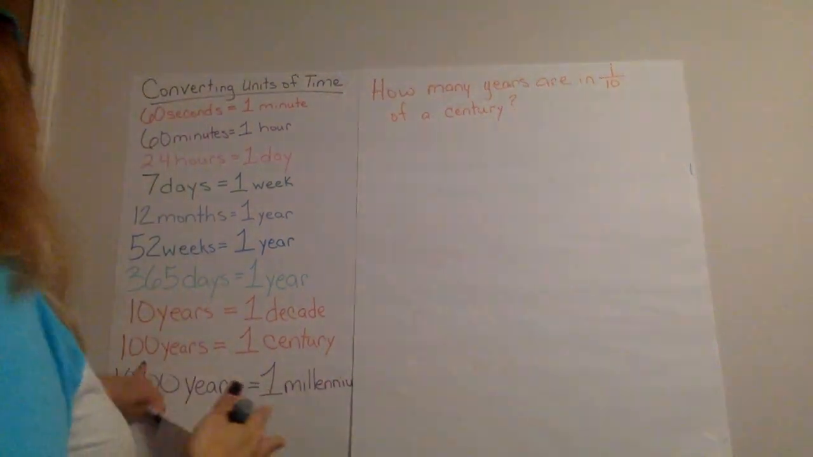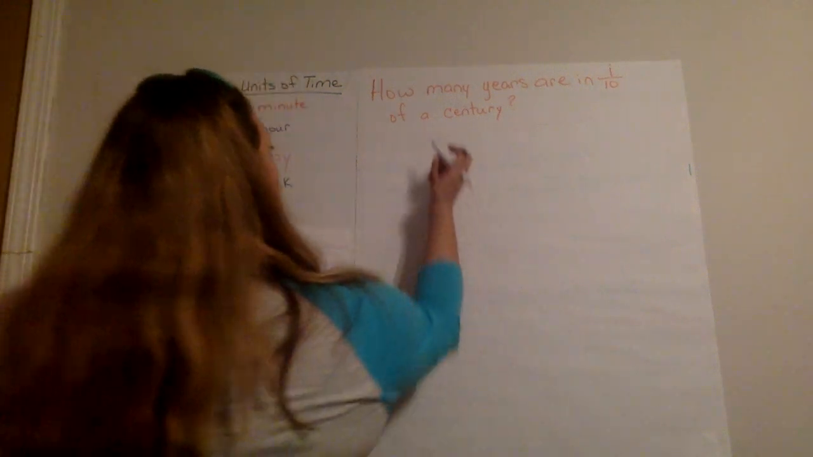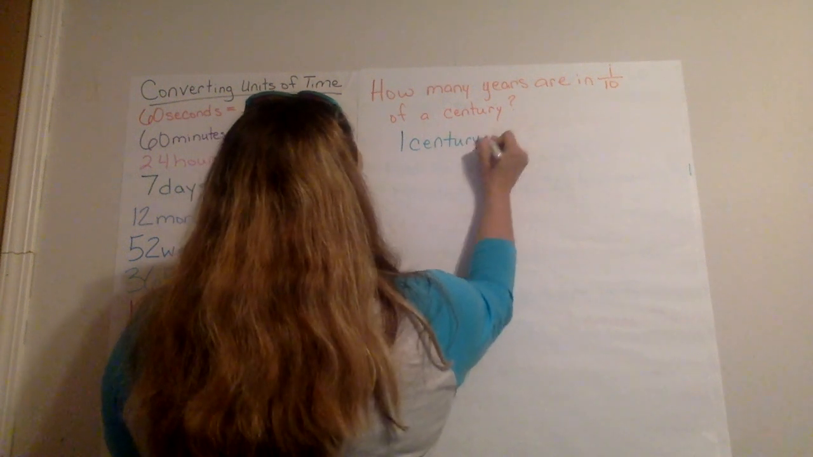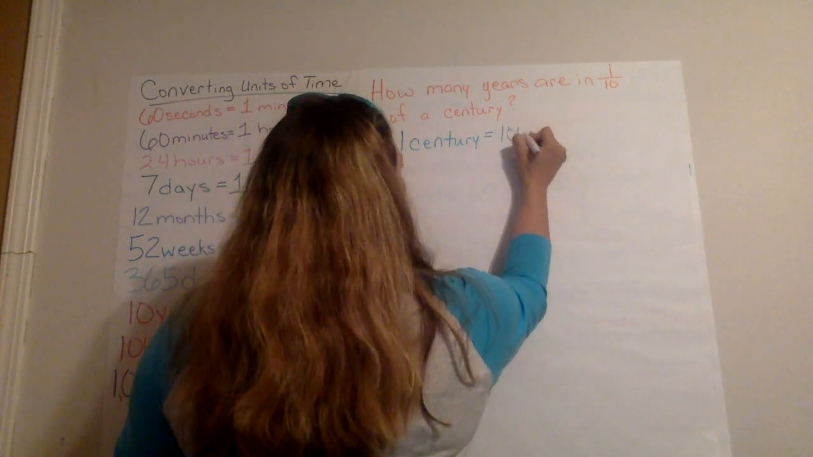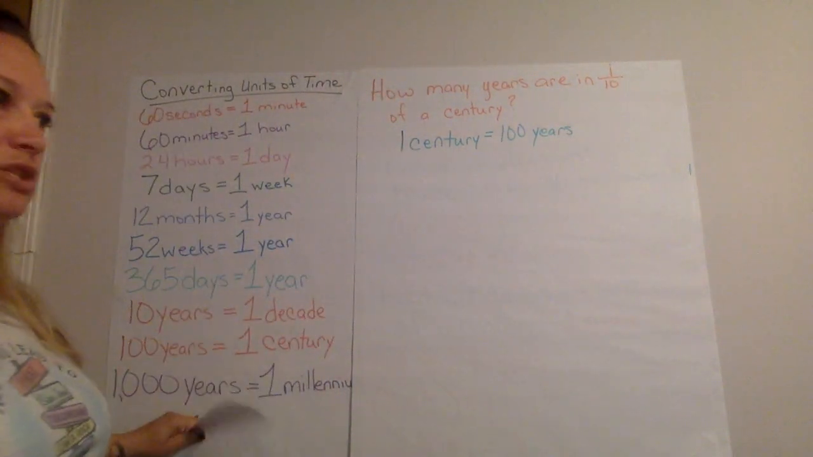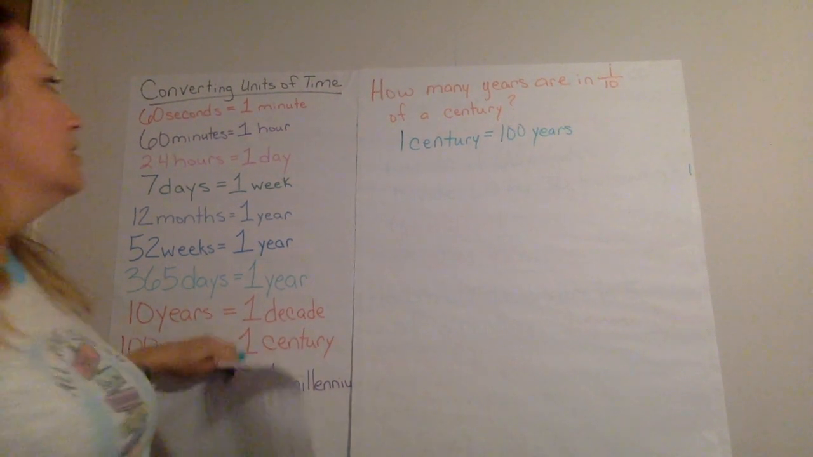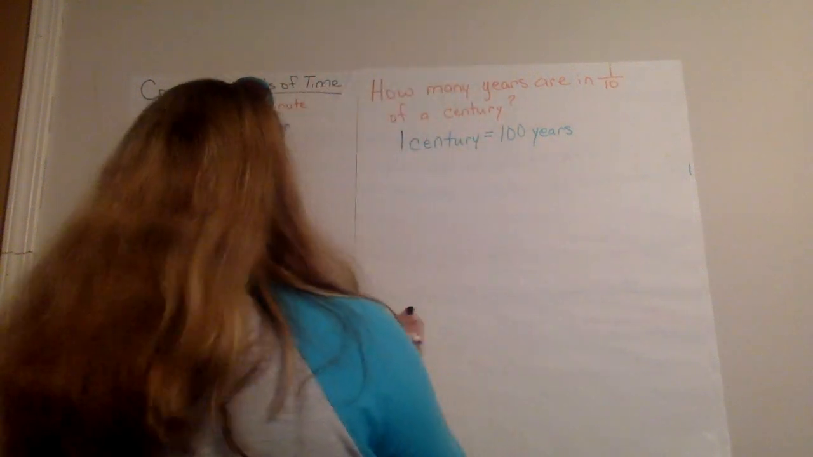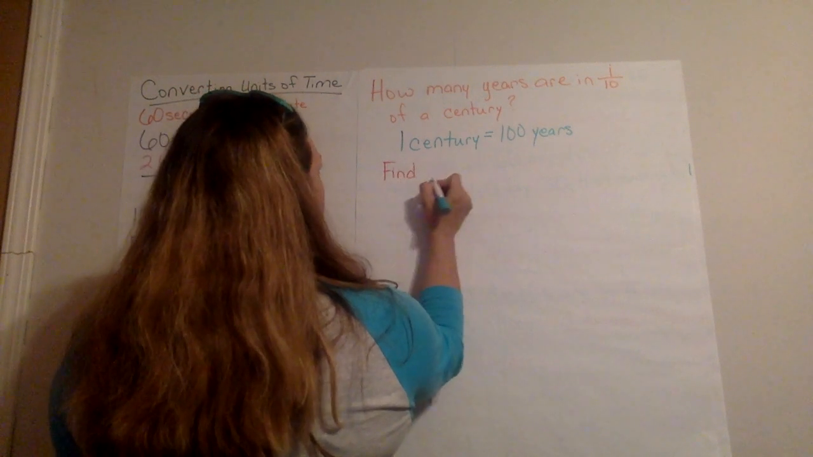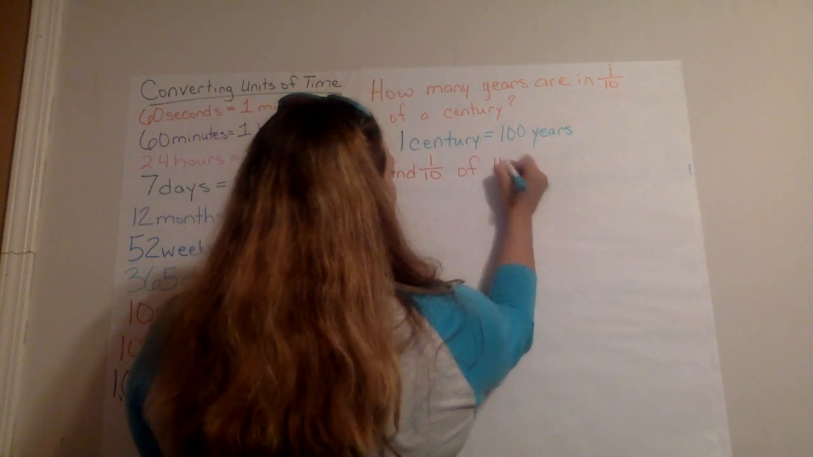Look over here. 100 years equals 1 century. So that's important. We got to know that 1 century equals 100 years. If you don't know all of these, I would suggest you write them down so you have them when you're working on your work later, because you're going to need it. So let's go back to this. Let's find 1/10 of 100 years.